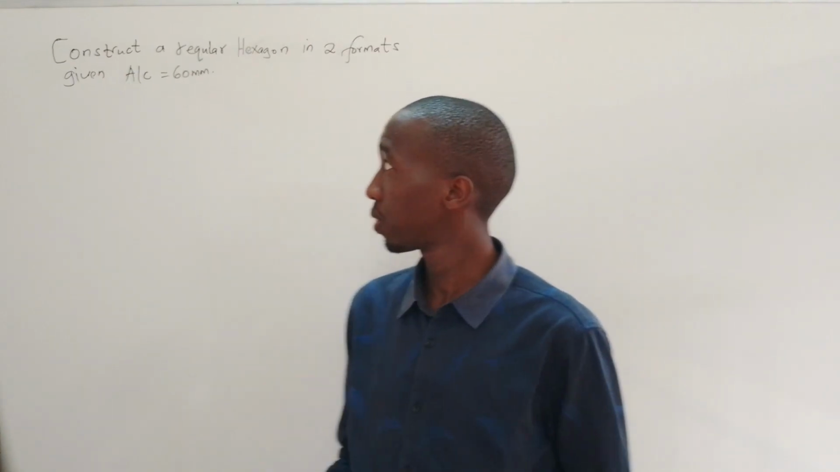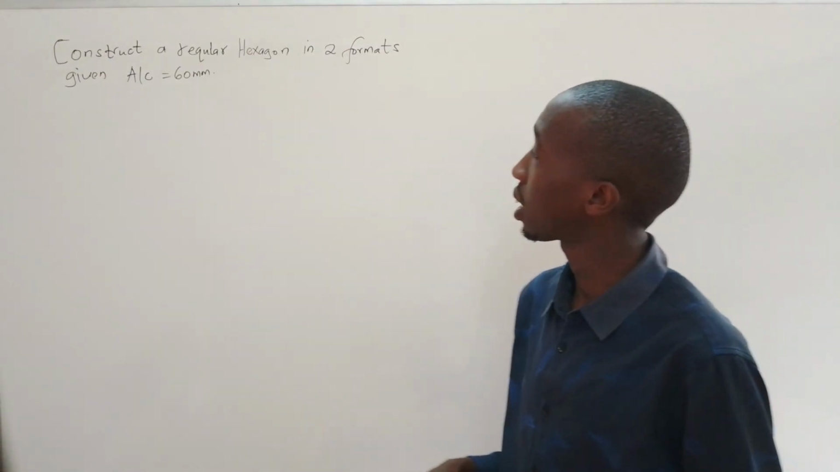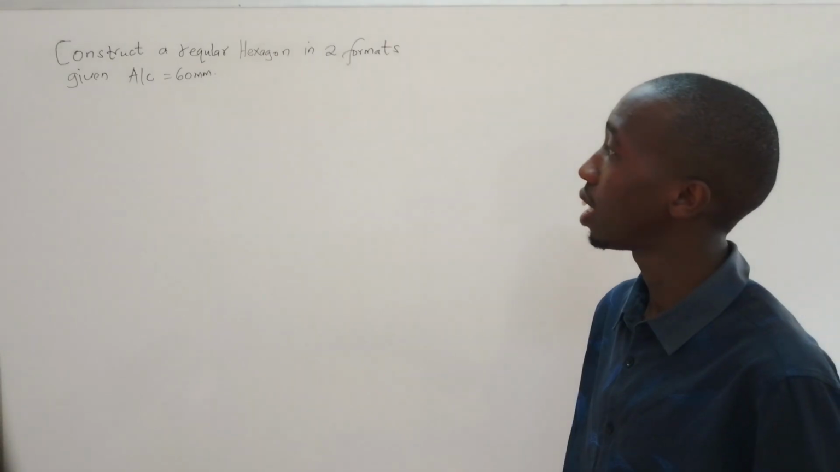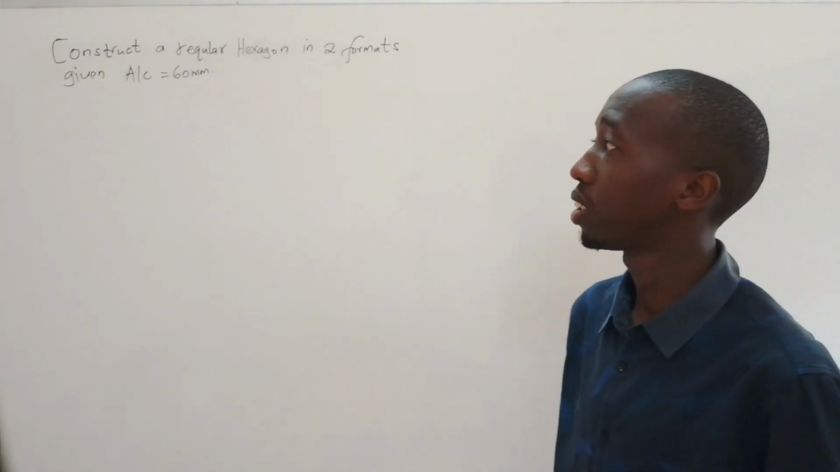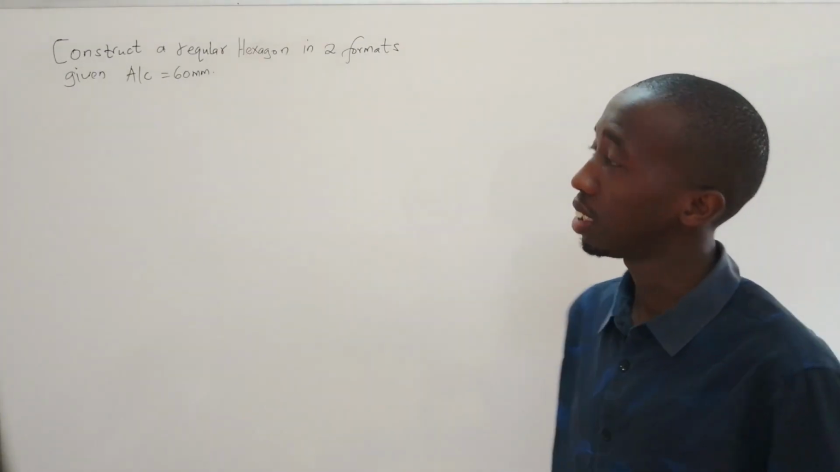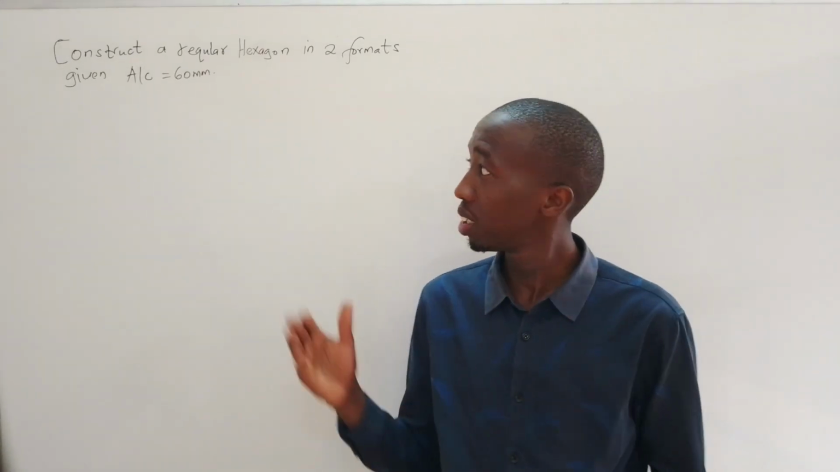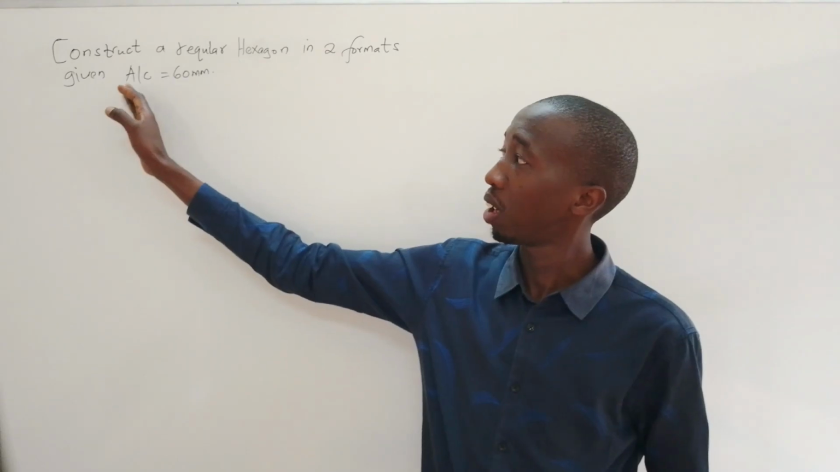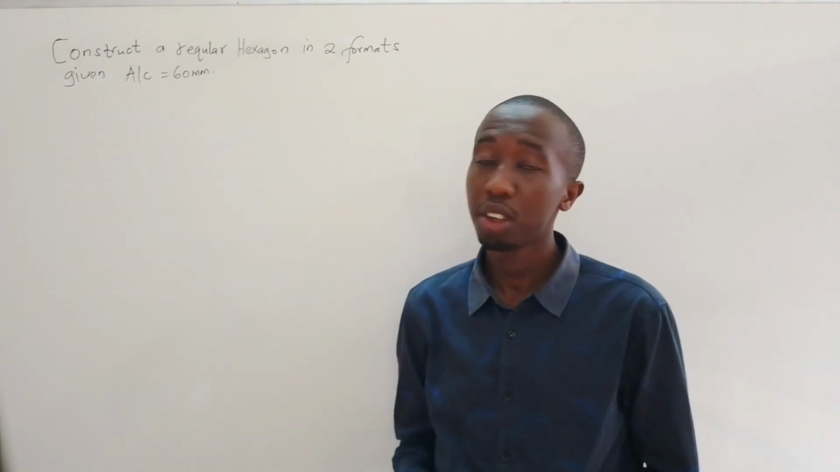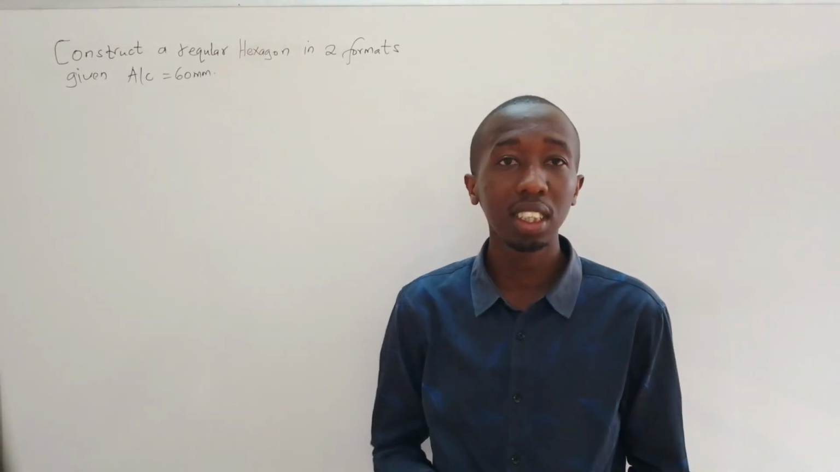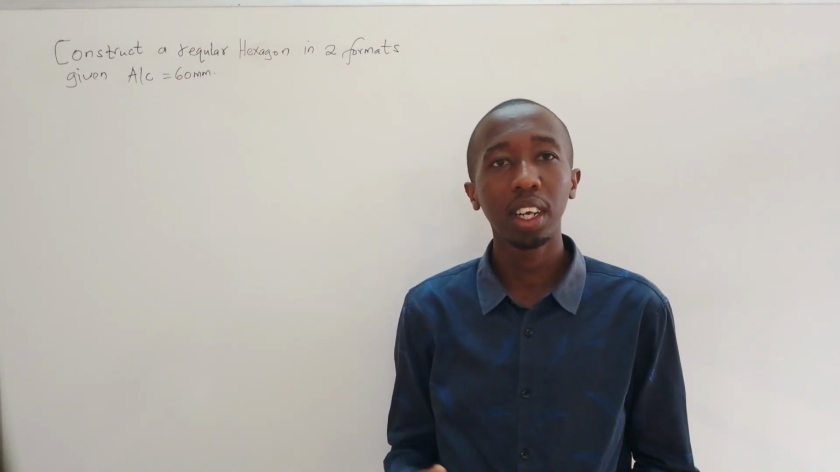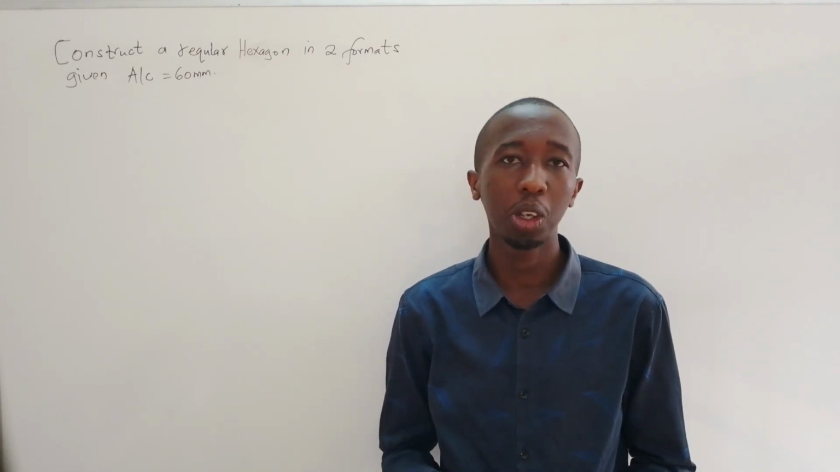I'll go direct with the question. Construct a regular hexagon in two formats given AC is equal to 60. Now this AC is across corners. So it means that A stands for across and C stands for corners. So this is the distance which starts from one corner to another corner of a regular polygon.